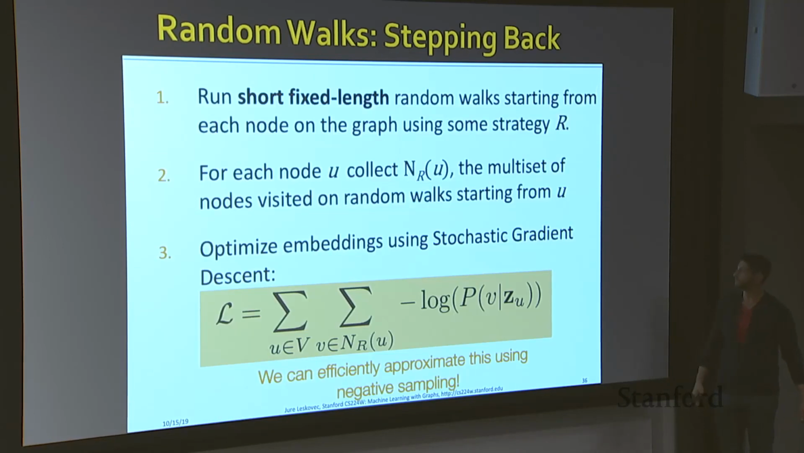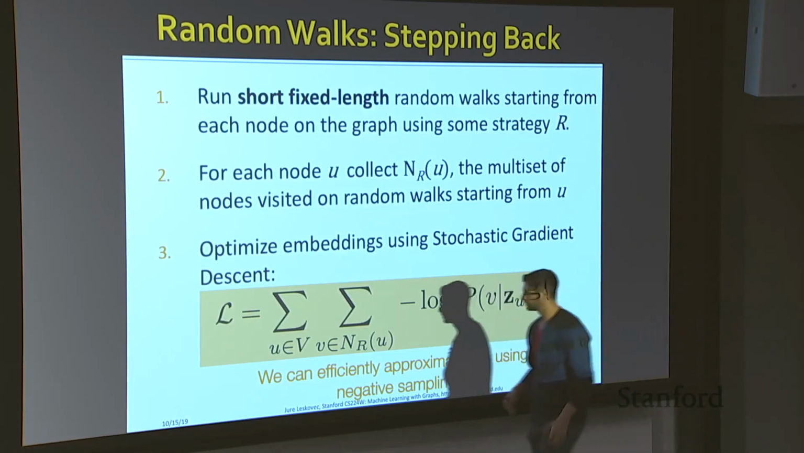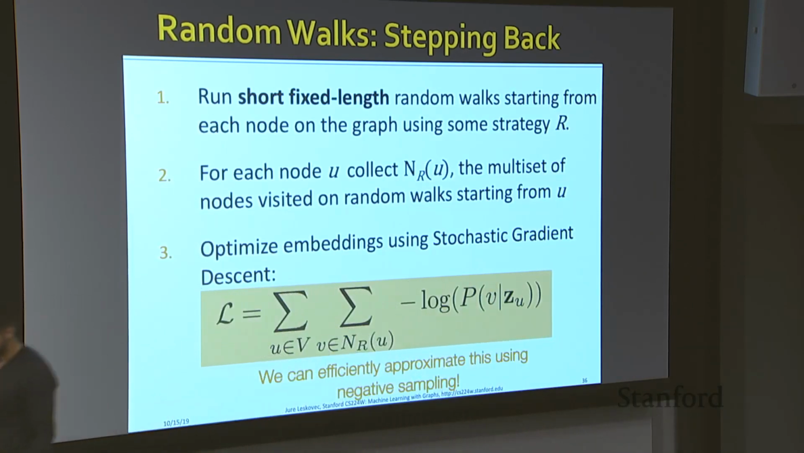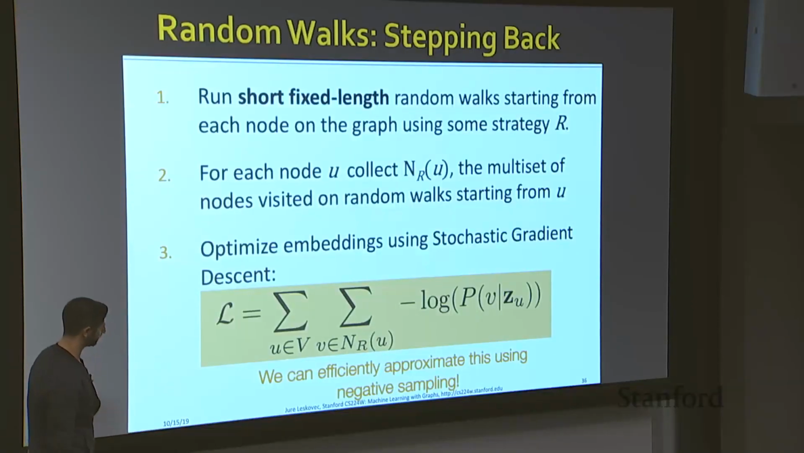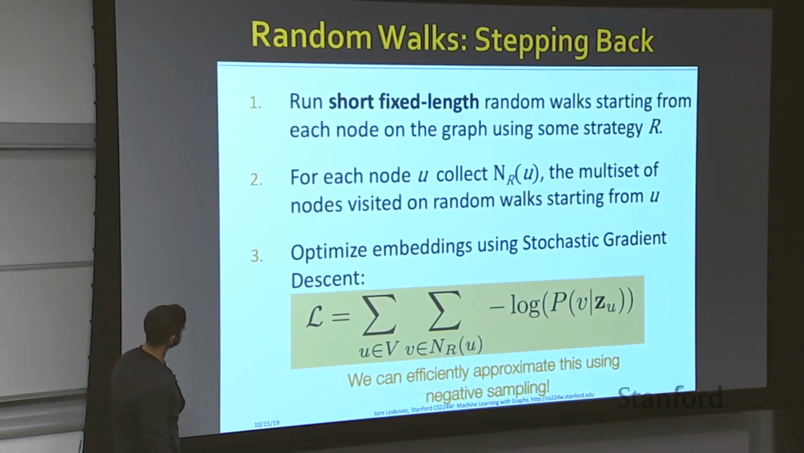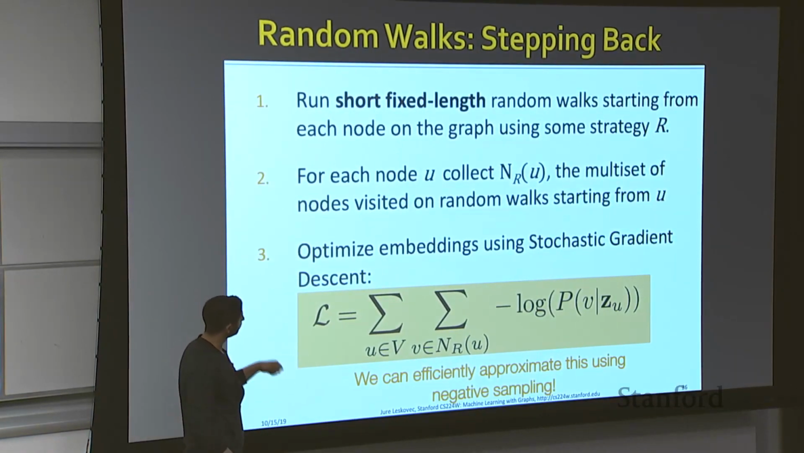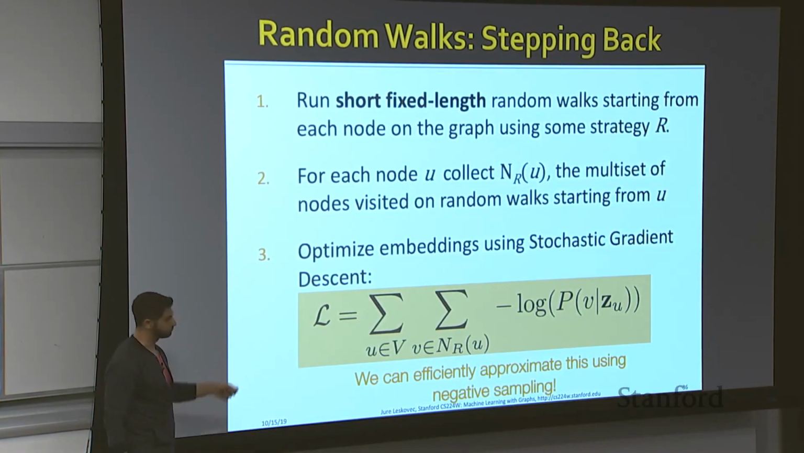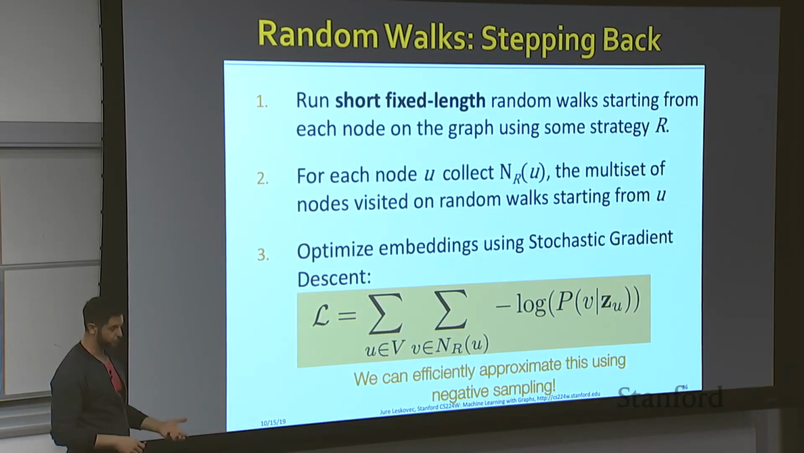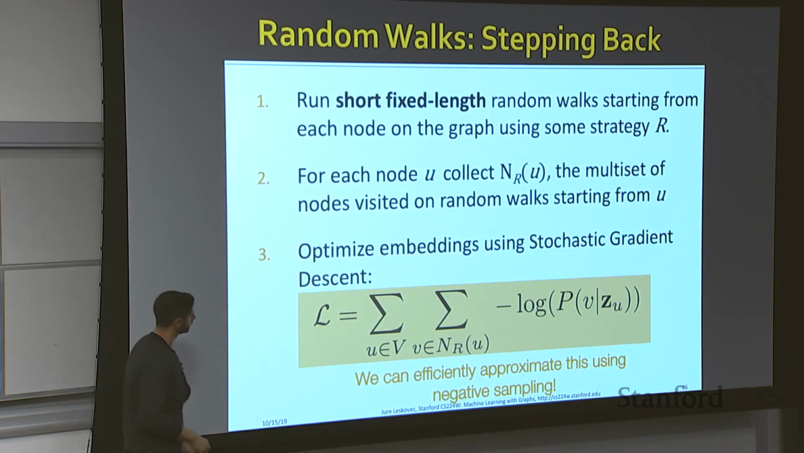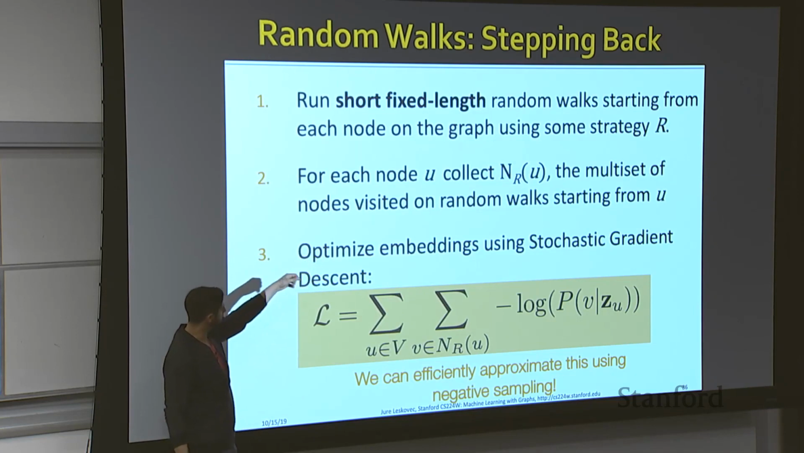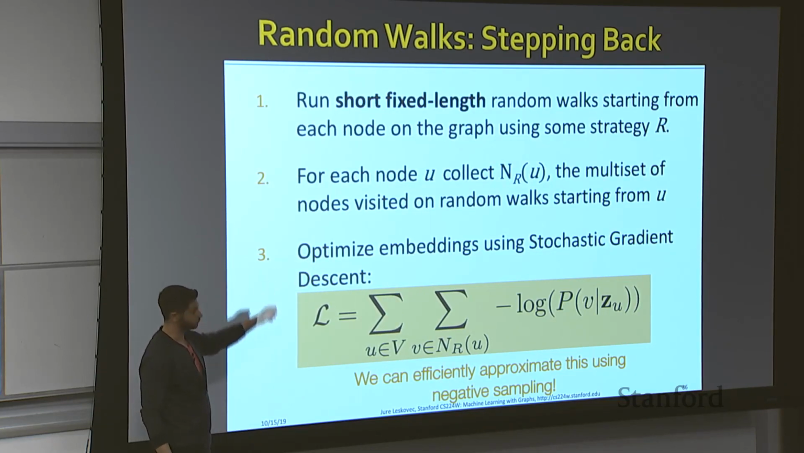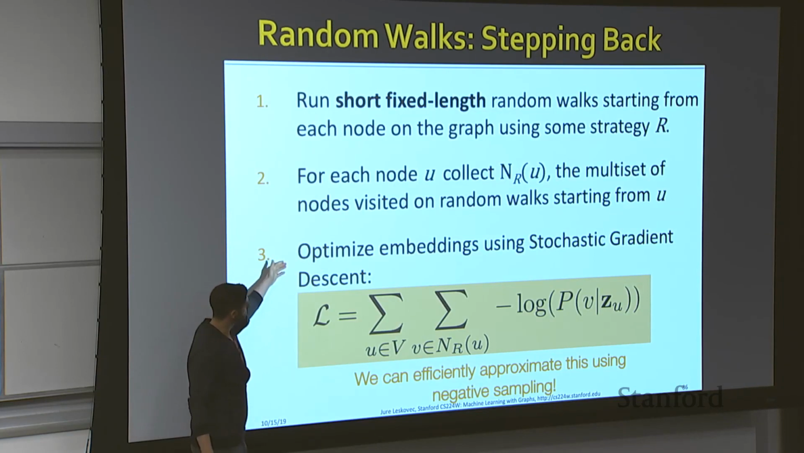Okay, so let's put everything together. I know this was dense, but it's a pretty cool technique. So how do we do this now, step by step? Let's take a high-level overview once again. We're running short fixed-length random walks. We start from each node on the graph, and then we decide a strategy R on how this random walk should be traversing or exploring the graph. Then for each node u, we are collecting the multiset of the nodes visited in that random walk, okay?